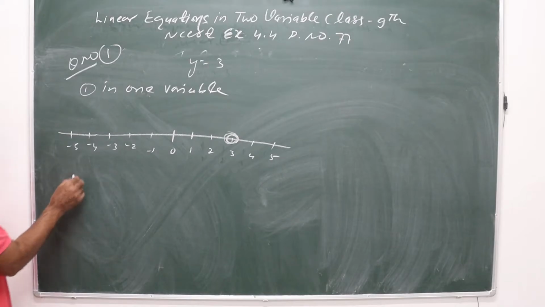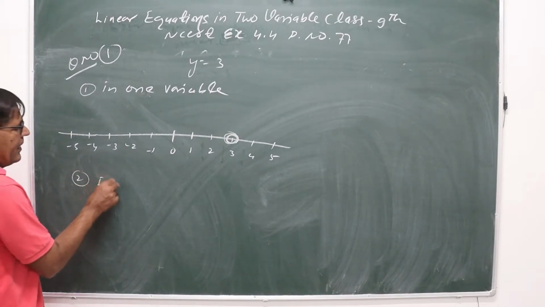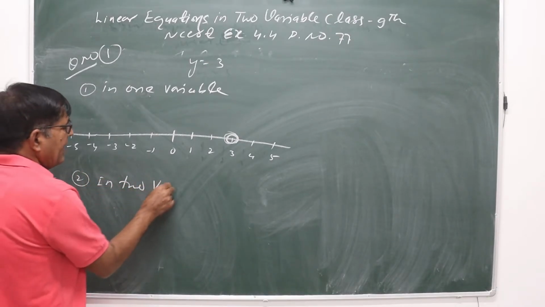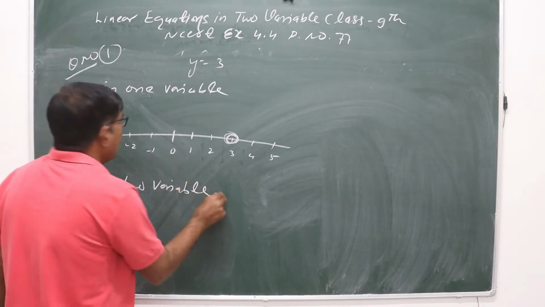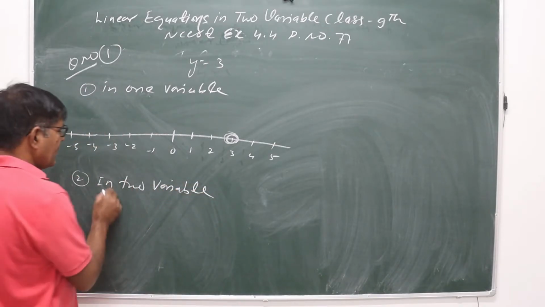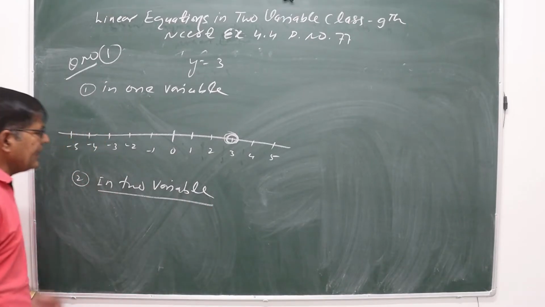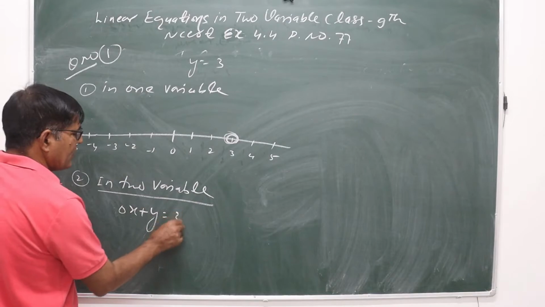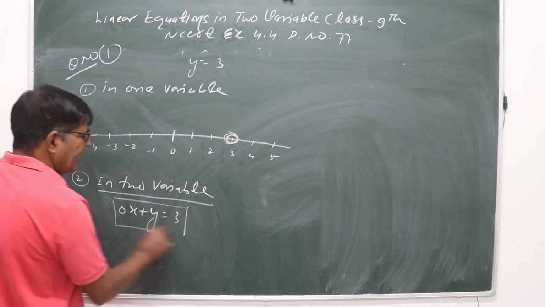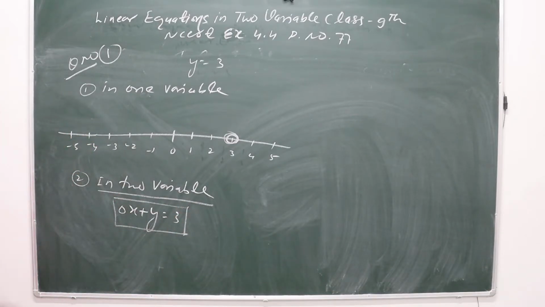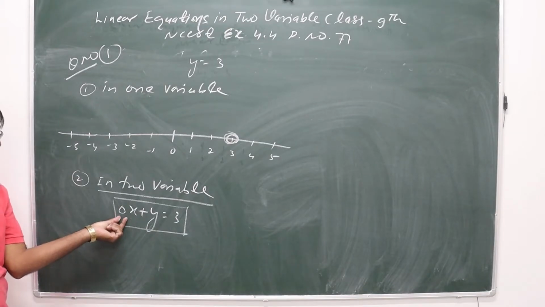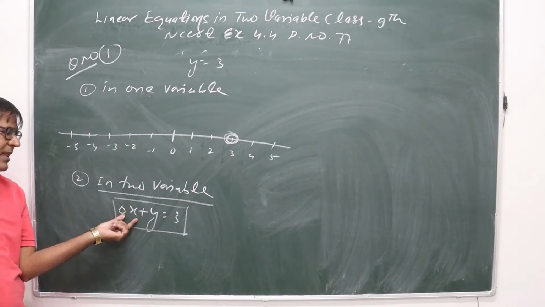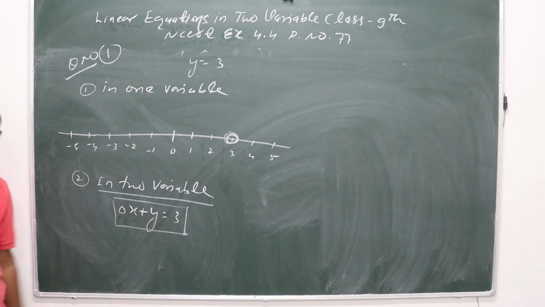If we have to represent it in two variables, then y equals 3 in two variables can be written as 0x plus y equals 3. This is a linear equation in two variables x and y, where the coefficient of x is 0, because 0 multiplied by x is 0, so 0 plus y equals 3.